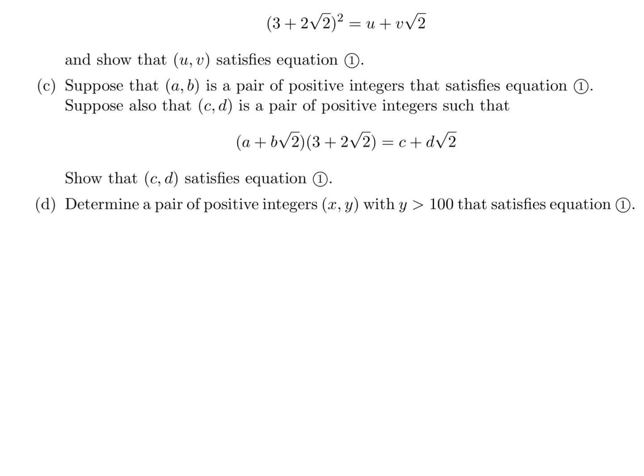Part C, suppose that a and b is a pair of positive integers that satisfies that equation. Suppose also that c and d is a pair that satisfies that. Show that c and d satisfies equation 1.